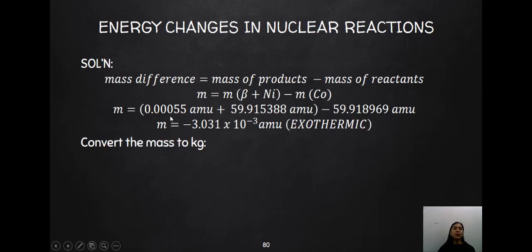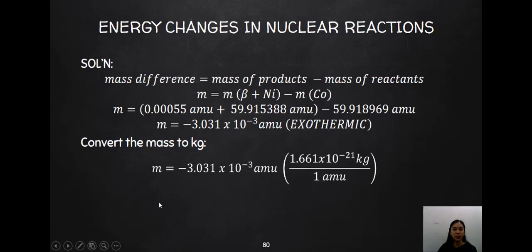And of course, as one of the requirements of the Einstein equation, your mass should be in kilograms. So this is in atomic mass unit. So how do we convert your atomic mass unit into kilograms? We actually have a conversion factor, which is given as this one. So for you to convert one atomic mass unit to kilograms, you have this one.